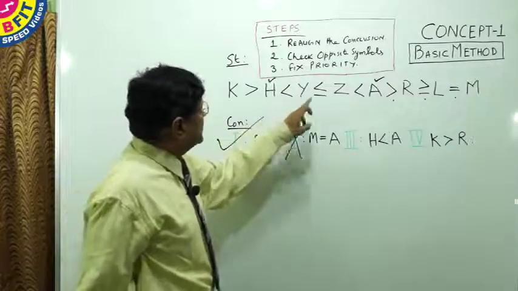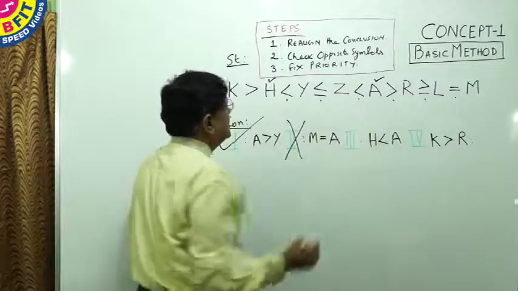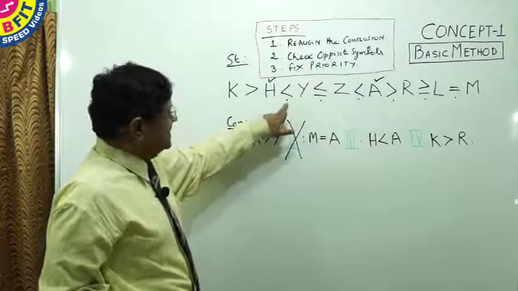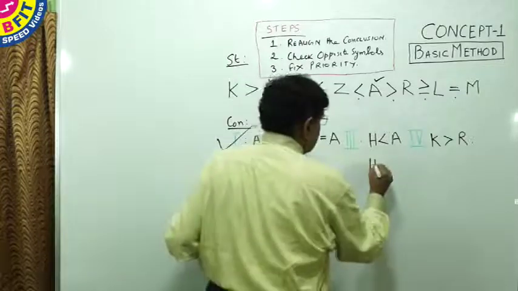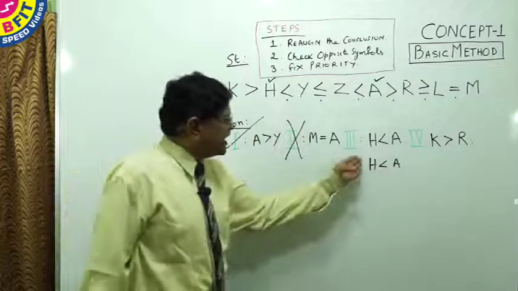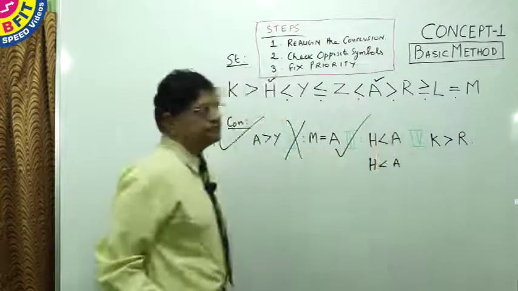Now between H and A, what are the symbols? Less than or equal to, less than. Between the three symbols, which has got top priority? Less than has got top priority. Therefore, the correct conclusion is H is less than A. And this is what we are asked to verify. Therefore, conclusion 3 is true.